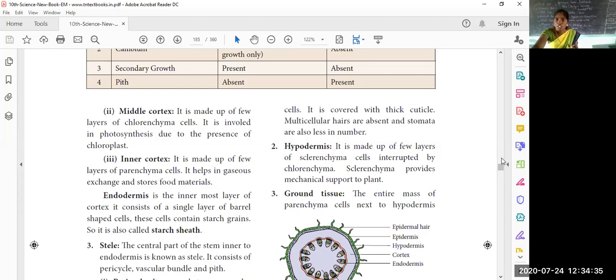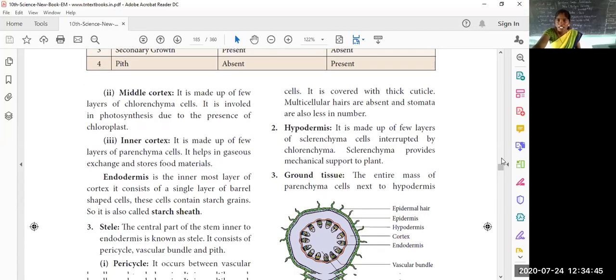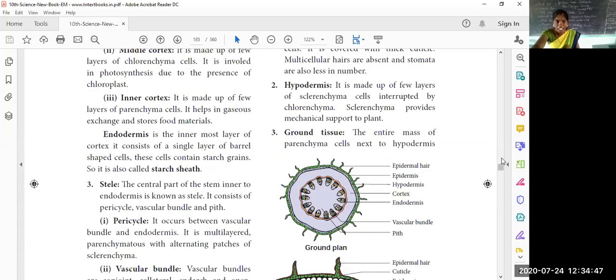So it is also called starch sheath. This sheath is called the starch sheath because it mainly contains starch grains. Okay, so next is stele. The central part of the stem, inner to the endodermis, is known as the stele. It contains, like in dicot root and monocot root, the pericycle, vascular bundles, and pith.